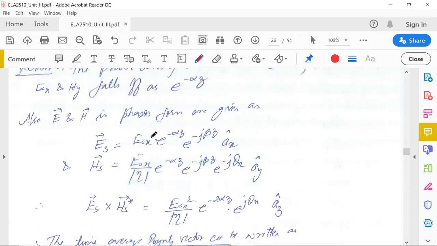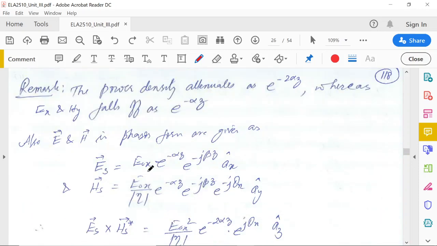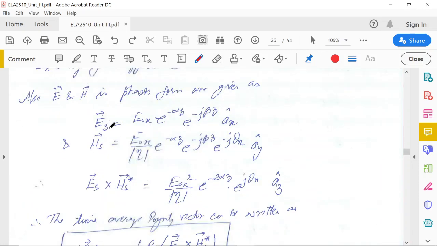Now, in the phasor form, this is an important quantity, and sometimes it is difficult to remember, so we will have an alternate expression for the time average Poynting vector. We can see that Es is E0x e to the minus αz, minus jβz, in the x direction. This is the phasor form of the instantaneous electric field, with no time dependency. Simply, Hs is equal to E0x divided by η, e to the power minus αz, minus jβz, minus jθn, because η is given by a magnitude multiplied with a phase, and this will come in the numerator.